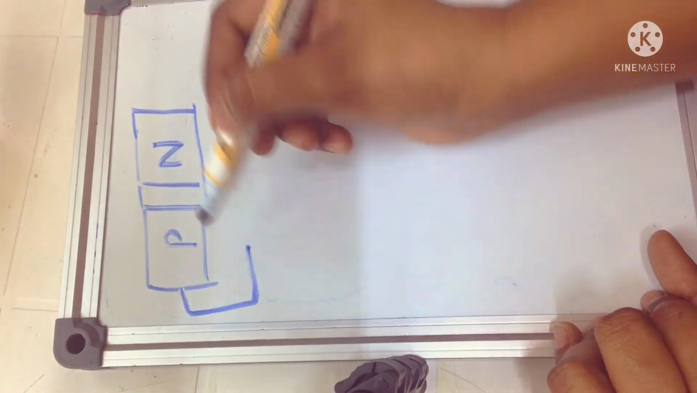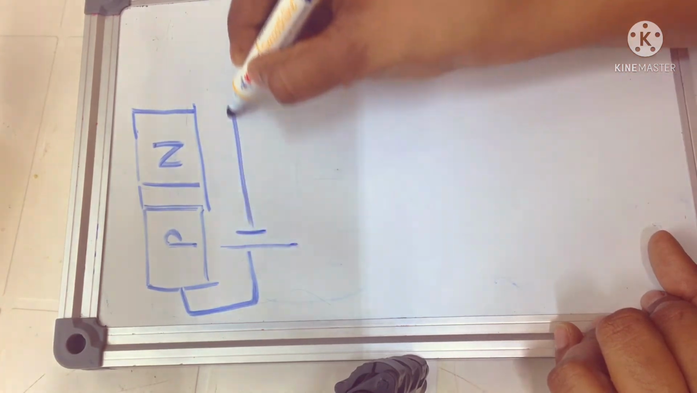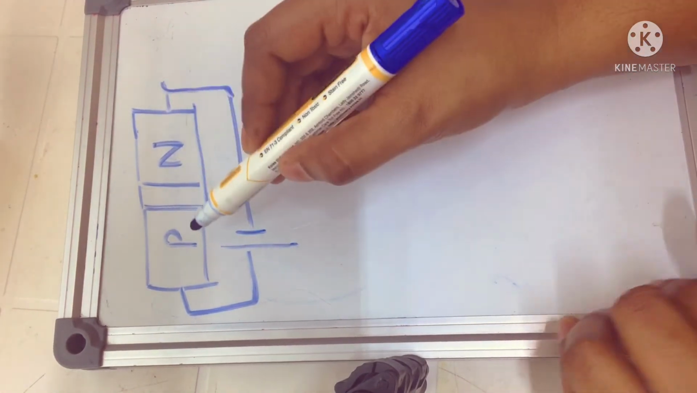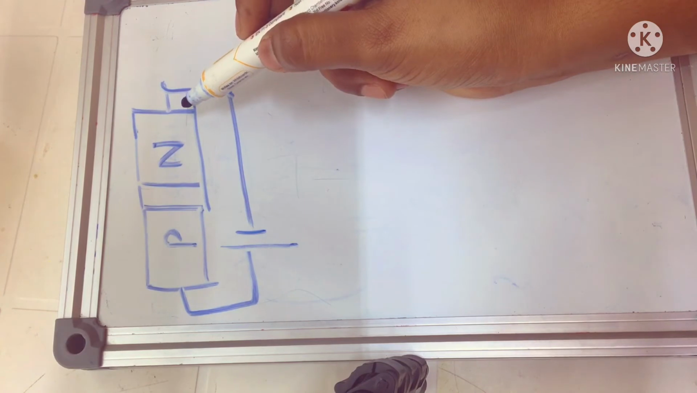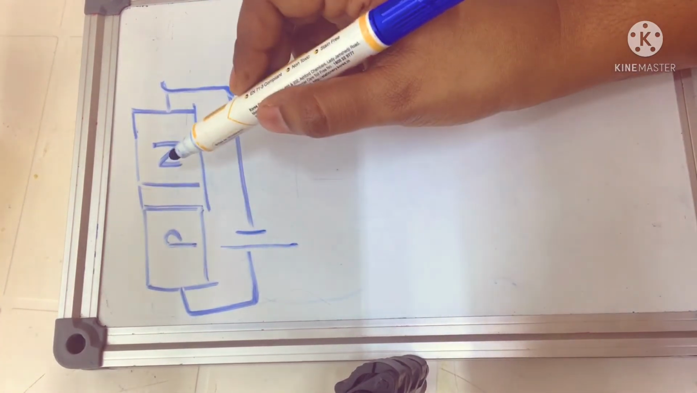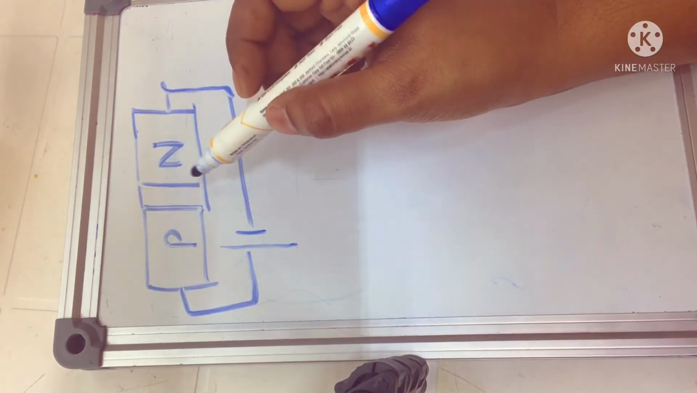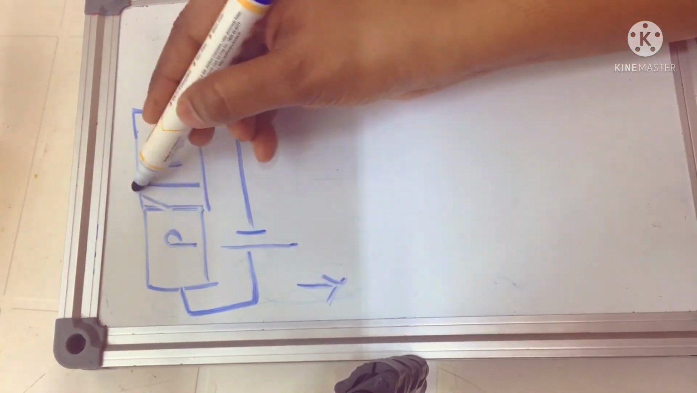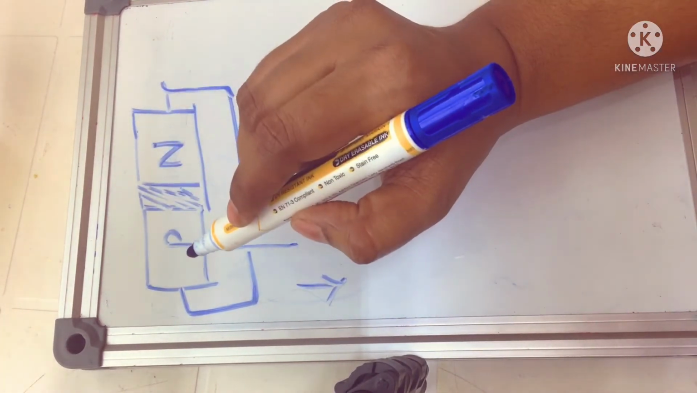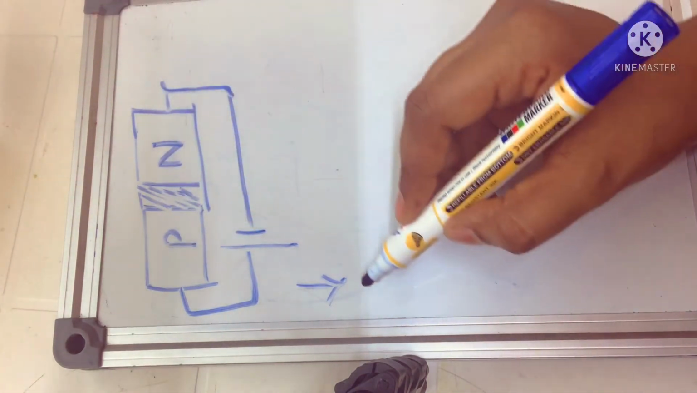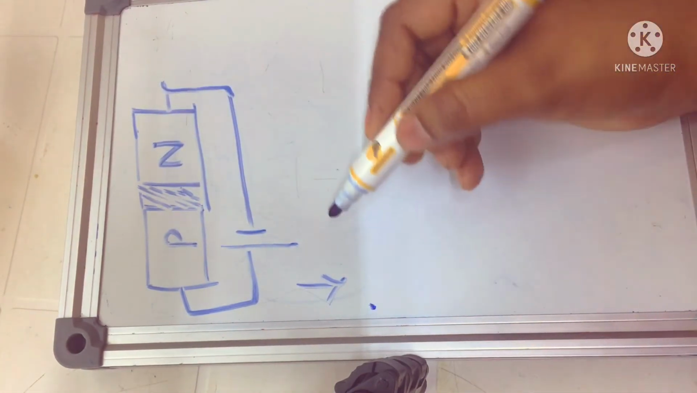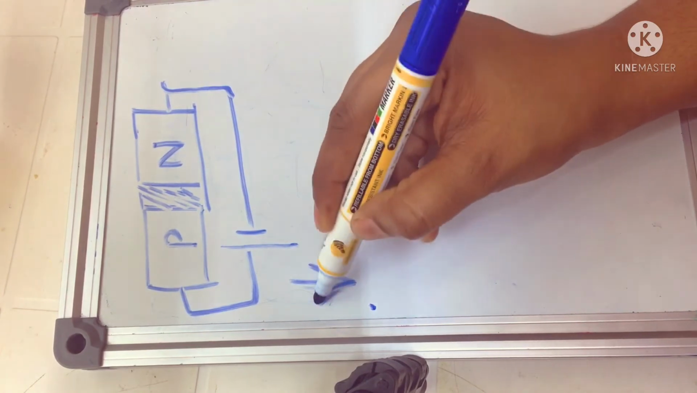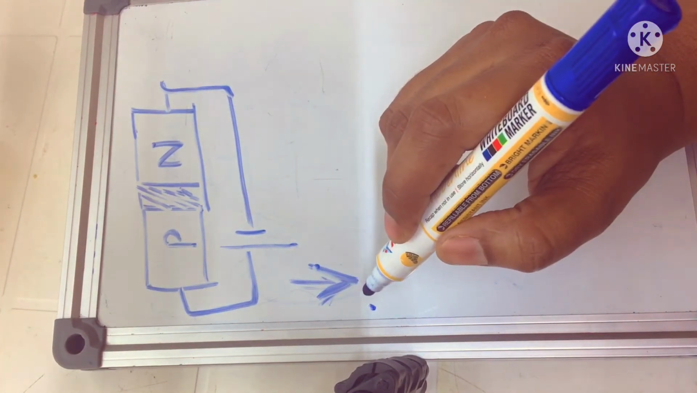We are considering the forward biasing, that is, positive is connected to the p side and negative is connected to the n side. When a p-n junction is in forward bias, the depletion region decreases. So we should consider the properties of forward bias: the width of the depletion region decreases.